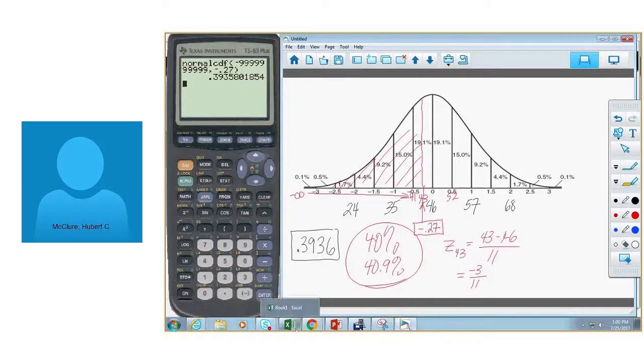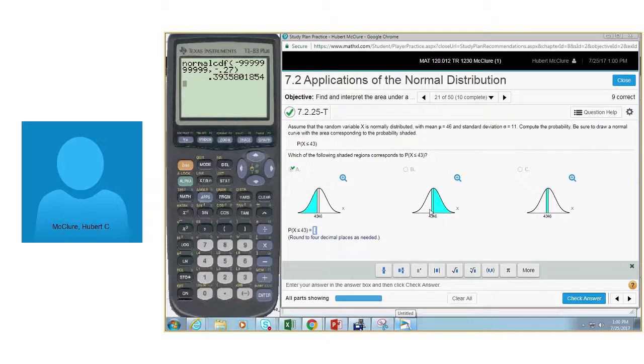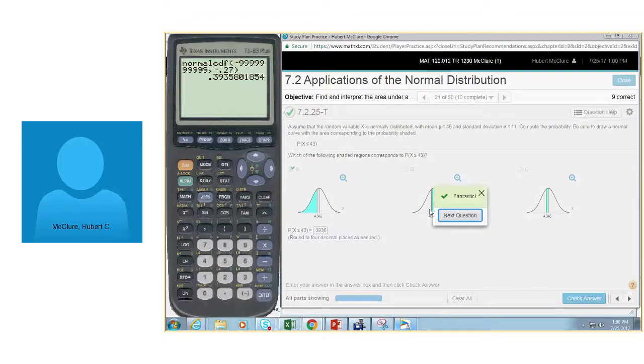Okay, let's see if we got the right answer so we can feel good about ourselves. We said A, 0.39 what? 3936. 3925 if you're going to get technical. Area cannot be negative. I carried the 4 decimals. You did 0.27, it's actually 0.2727. No, you don't. What is the Z-score? 2.